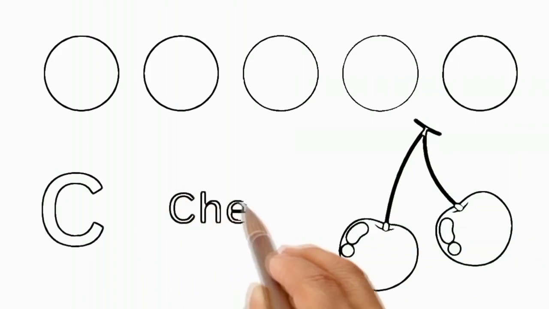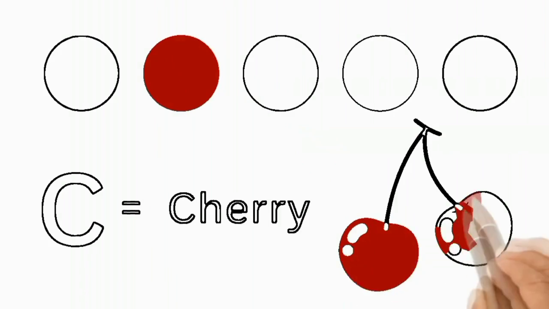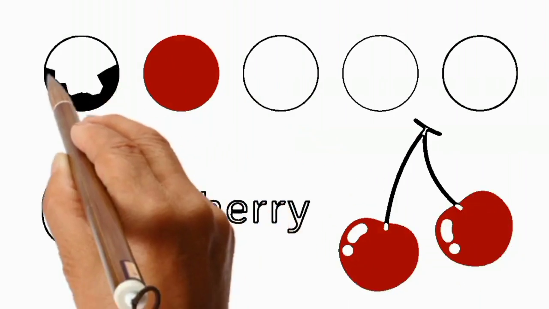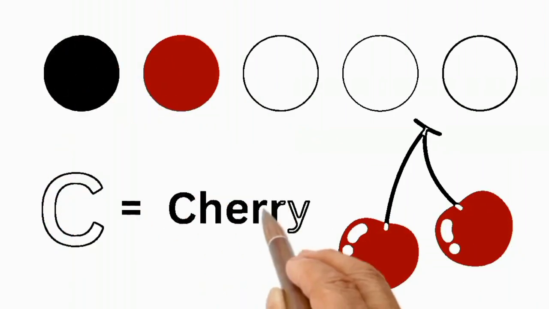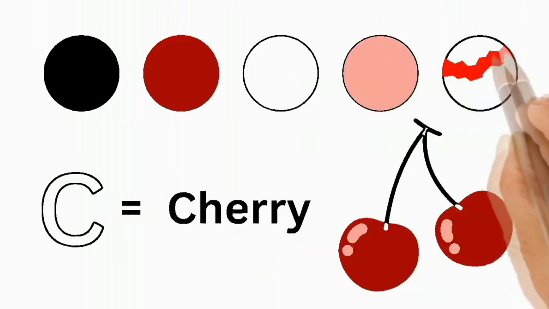C. C for cherry. Cherry. C, H, E, R, R, Y. Cherry. C for cherry.